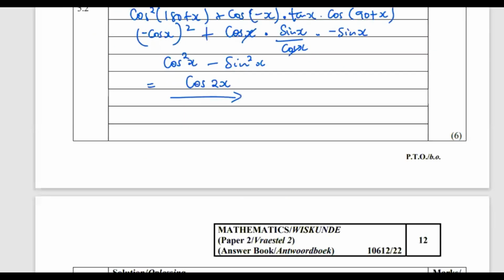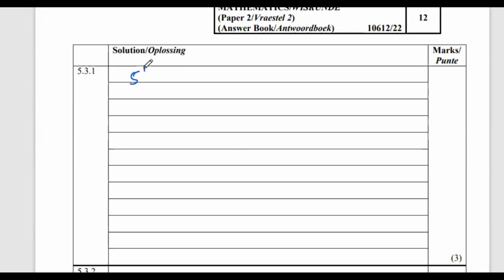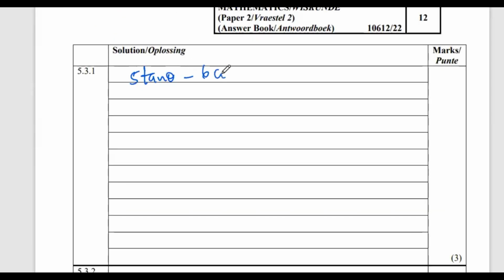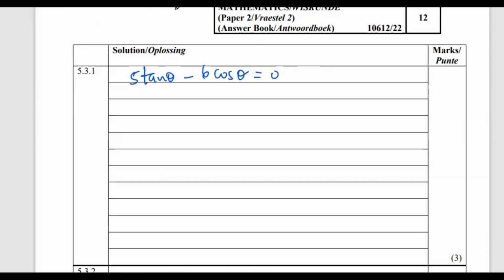So what I'm going to do, let's see. We have 5 tan theta, we are subtracting 6 cos theta, is equal to 0. So this question would have also come in the form of, can you prove that this is the same as that? So step number 1, since we don't have a cos or a tan in our answer, we need to change.